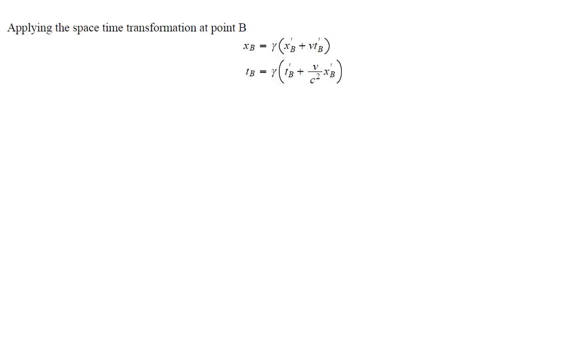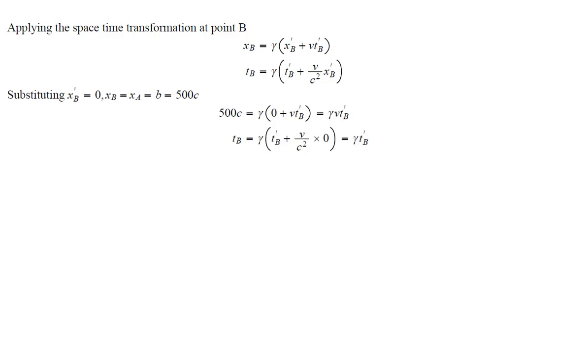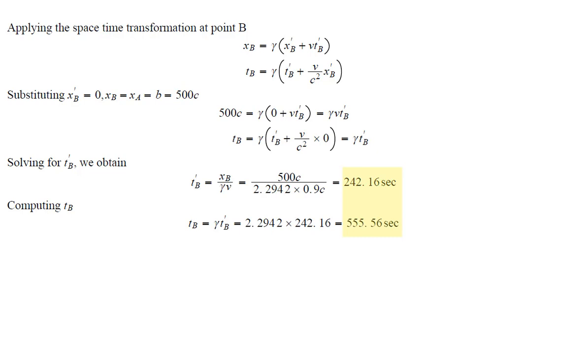Applying the spacetime transformation at point B and substituting x'B equals 0 and xB equals xA equals b equals 500 c. Solving for t'B, we obtain t'B equals 242.16 seconds. Computing tB, we obtain tB equals 555.56 seconds.